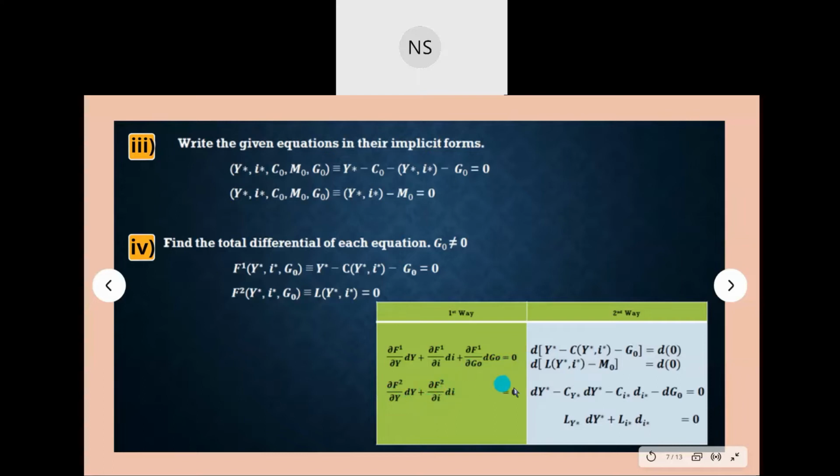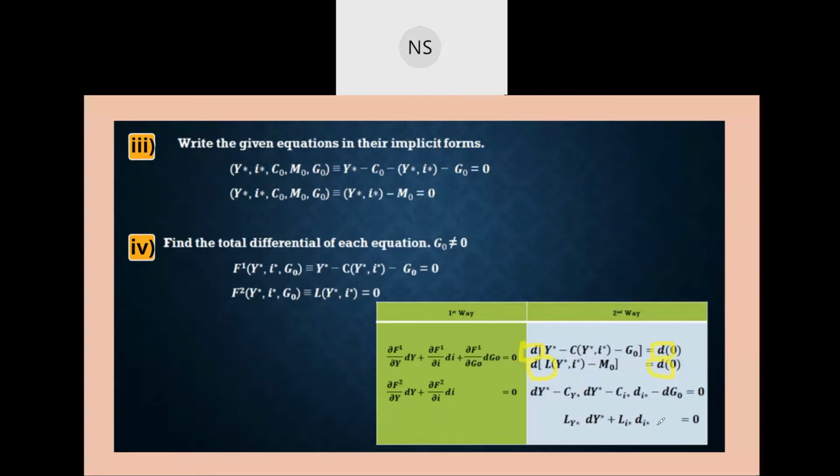For the second way, we put the d, which stands for differential, outside the bracket on both sides for both equations, and we expand that. The answer for equation 1 is dy star minus Cy star dy star minus Ci star di star minus dG null equal to 0. And for equation 2 it is Ly star dy star plus Li star di star equal to 0.